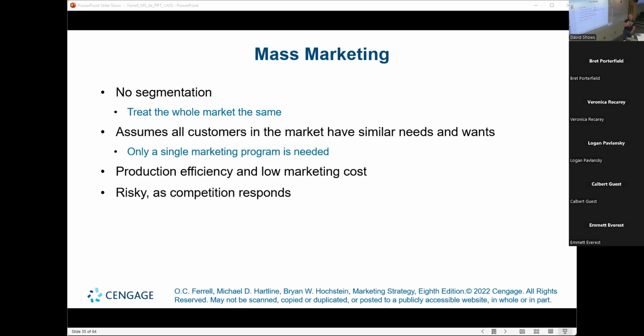With a product like that, where you're only having a single market, then low marketing cost and production efficiencies are the ways to go. In other words, do your best to control your costs. You have a single product, and so you have the economies of scale.